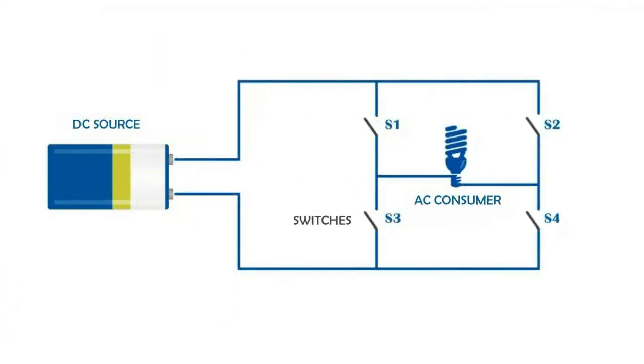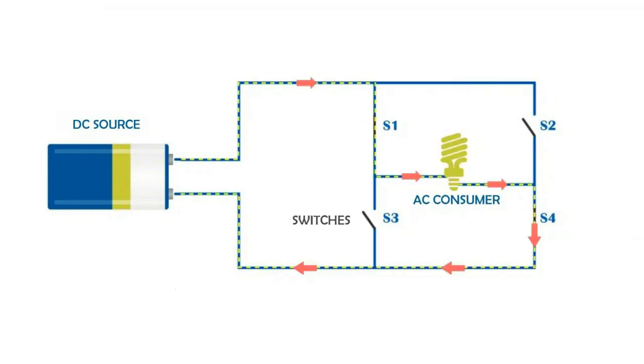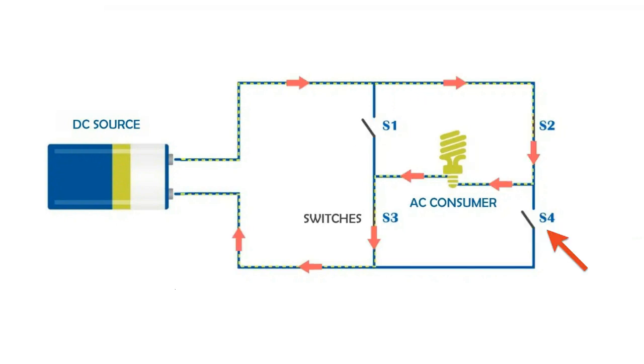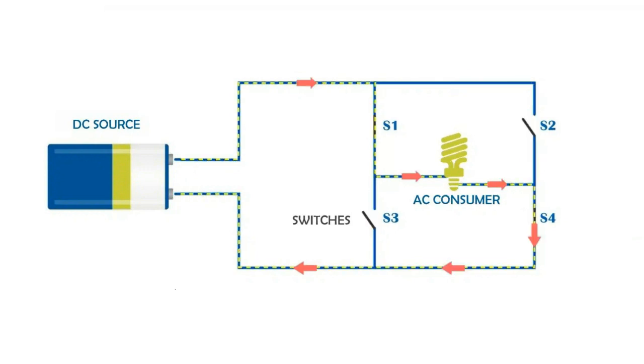This simplified circuit uses a DC source to power an AC consumer, represented by a lamp. By pairing switches, we can generate AC pulses and alternate the current direction through the lamp. If switches 2 and 3 are opened, the current will flow in the opposite direction through the lamp. And if switches 1 and 4 are opened, the current will flow in the opposite direction through the lamp. The lamp in this circuit is actually receiving an alternating current, which it experiences as a square wave.